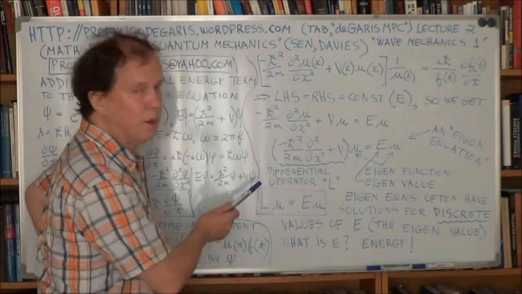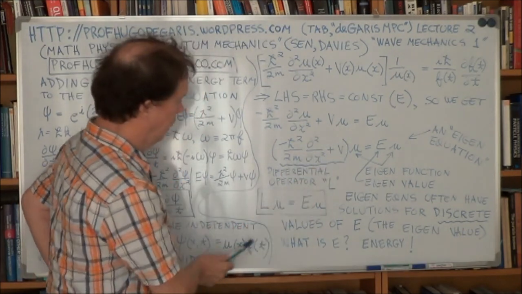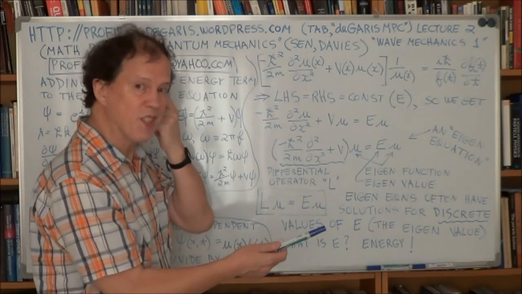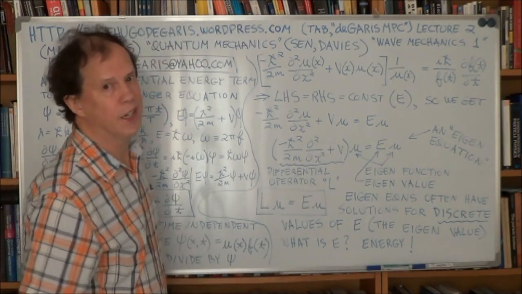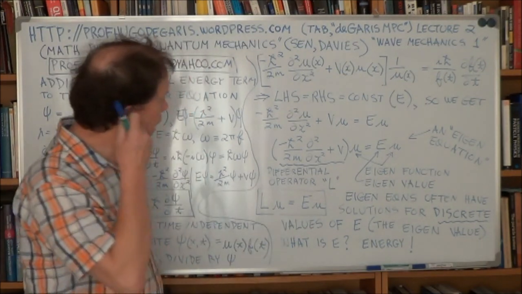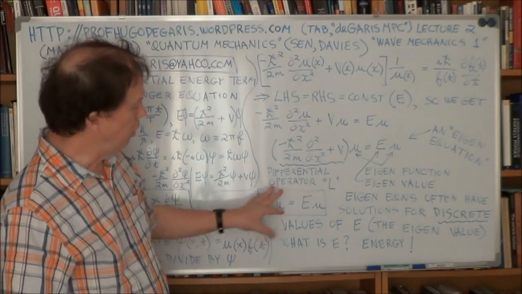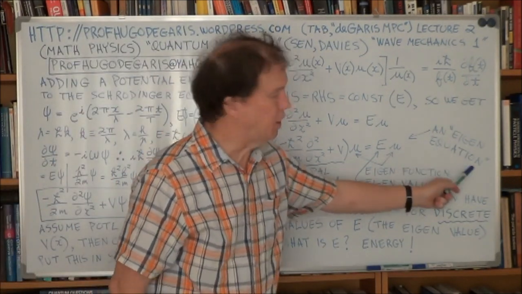Now, so L's your differential operator. It's just this, okay? Times some function that depends on space, on x, equals a constant times the same function. So yeah, u. Now, if you get an equation in that form, it's generally referred to as an Eigen equation.